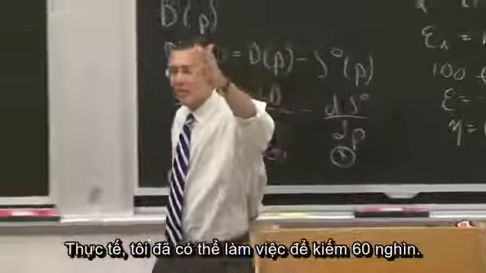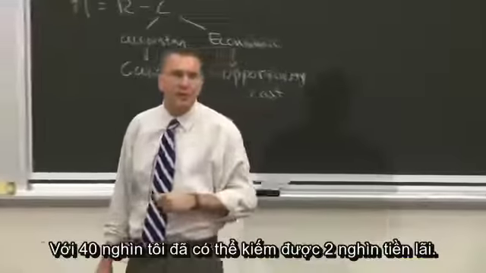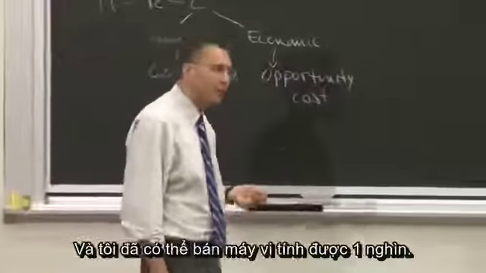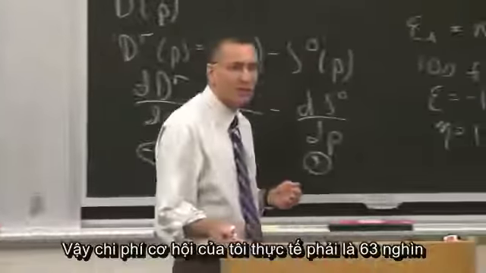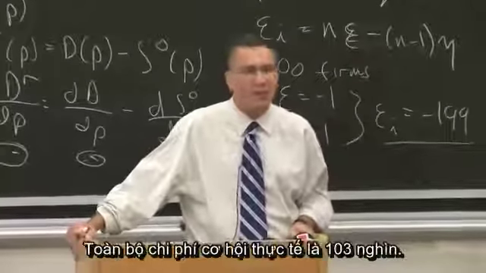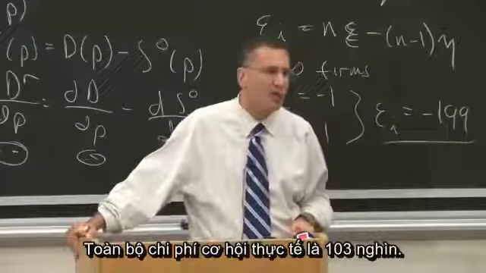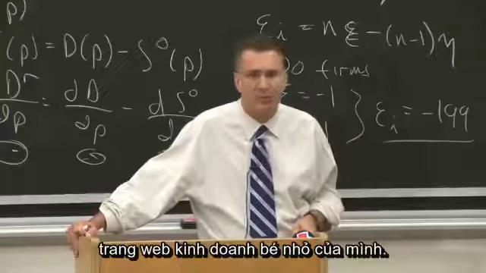So in fact, if I could have worked for 60, on that 40,000 I could have made $2,000 of interest. And I could have sold the computer for 1,000. Then actually my opportunity costs were 63,000. Okay? Plus the 40,000 I paid the guy. So actually the entire cost of the operation was 103,000. So I actually lost more than $40,000 running my little website business.